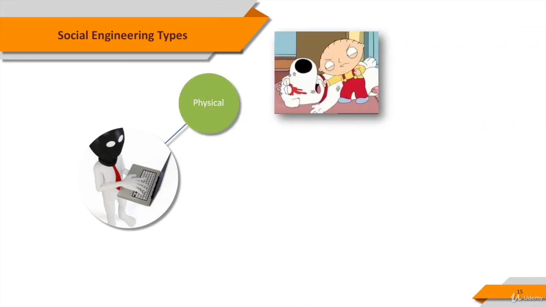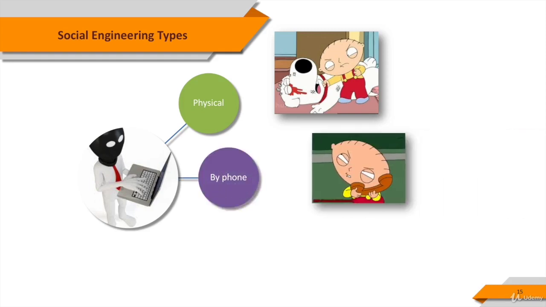Physical social engineering attacks. In this type of social engineering attack, the attacker tries to gather information by being physically present in the social engineering environment. If it's possible, they also observe the people, using their persuasion skills or some tools to collect data.